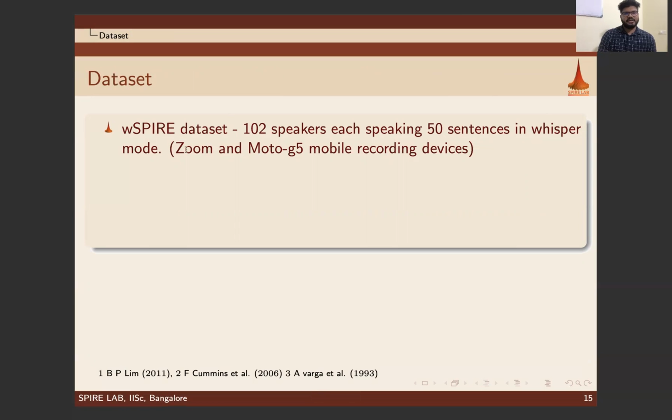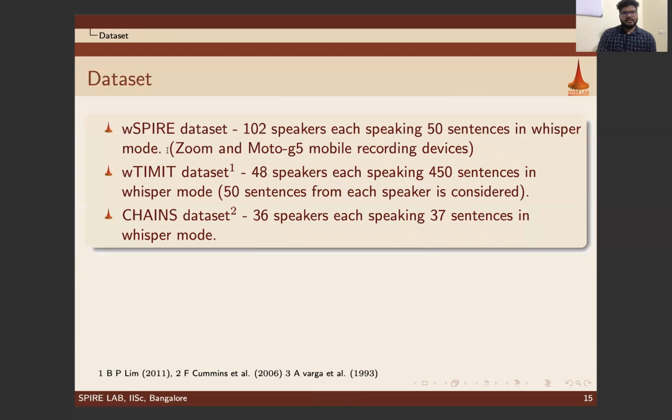So the Double Spy dataset has been recorded using 5 recording devices parallelly. However, for this experiment, we considered only 2 recording devices data. Those are the Zoom recorder as well as data recorded using a Moto G5 mobile. So Zoom recorder data is used for the training, and data coming from the Moto G5 mobile is used for the testing. So along with the Double Spy dataset, we consider 2 open datasets.